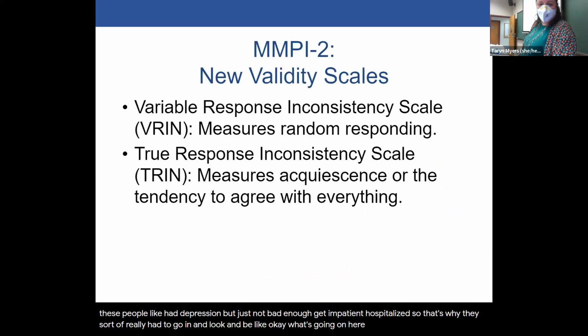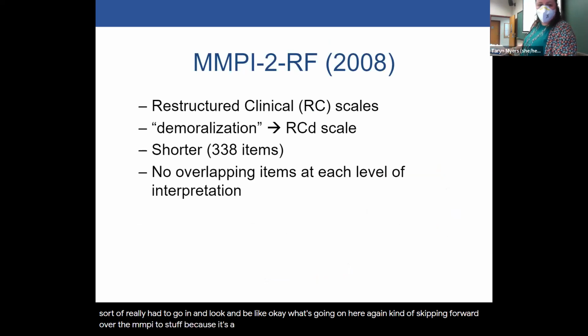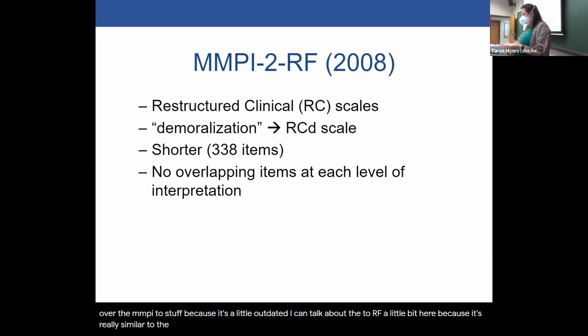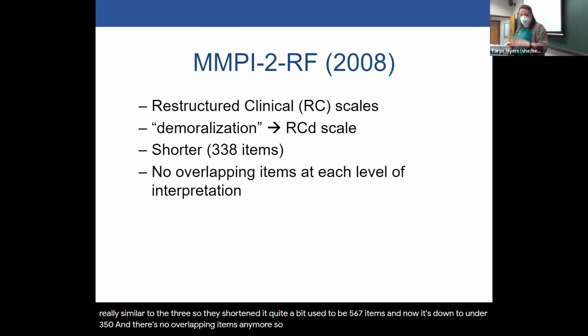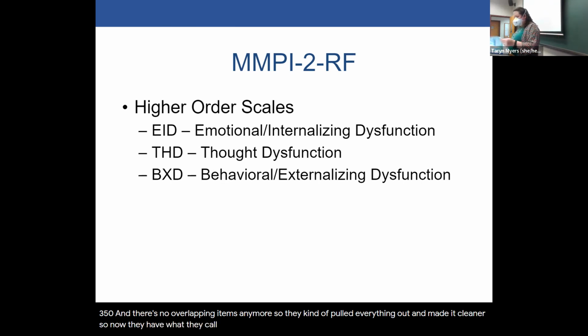Again, I'm skipping forward over the MMPI-2 stuff because it's a little outdated. I can talk about the 2RF a little bit here because it's really similar to the 3. They shortened it quite a bit. It used to be 567 items and now it's down to under 350. And there are no overlapping items anymore, so they pulled everything out and made it cleaner. Now they have what they call these higher order scales, and I'll show you as we go through.